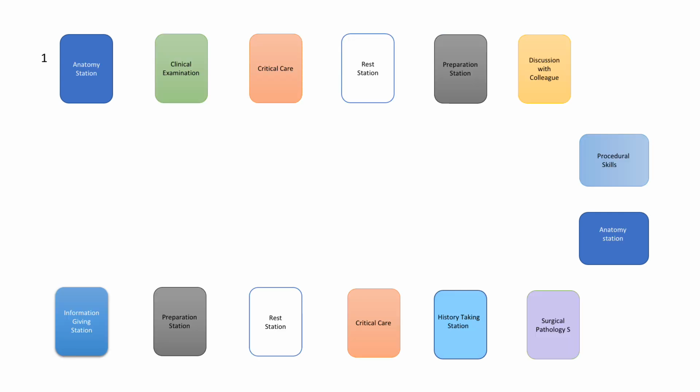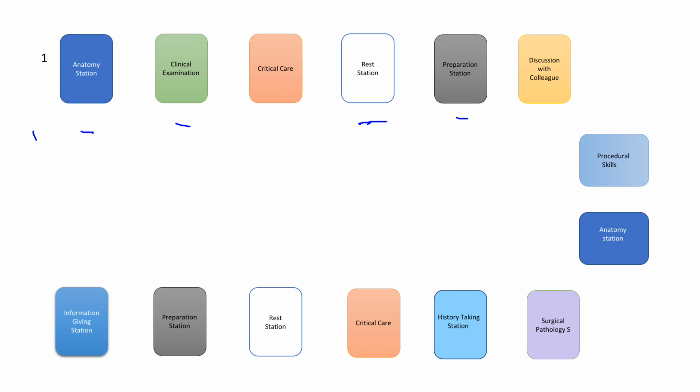So this is a little bit more detailed. Suppose you start from here and you have the first anatomy station, you finish this station, then you go to clinical examination, the next station. Your first station can actually belong to any station, so it's not necessary that you will start with an anatomy or pathology station. You may start with a rest station.